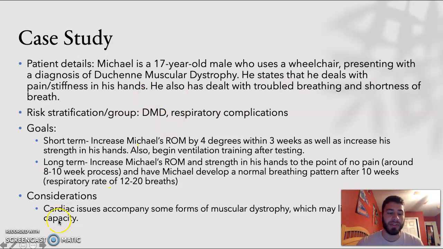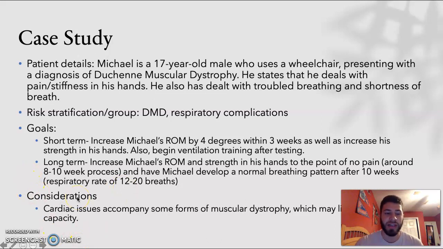Some of the goals I came up with for this patient, short term: we're looking to increase Michael's range of motion by 4 degrees within 3 weeks, as well as increase his strength in his hands. We also want to begin ventilation training after doing some testing for that. In the long term, we want to increase Michael's range of motion and strength in the hands to the point of no pain. We believe it'll be around an 8 to 10 week process. We also want Michael to develop a normal breathing pattern after 10 weeks. We classified a normal breathing pattern as a respiratory rate between 12 to 20 breaths.